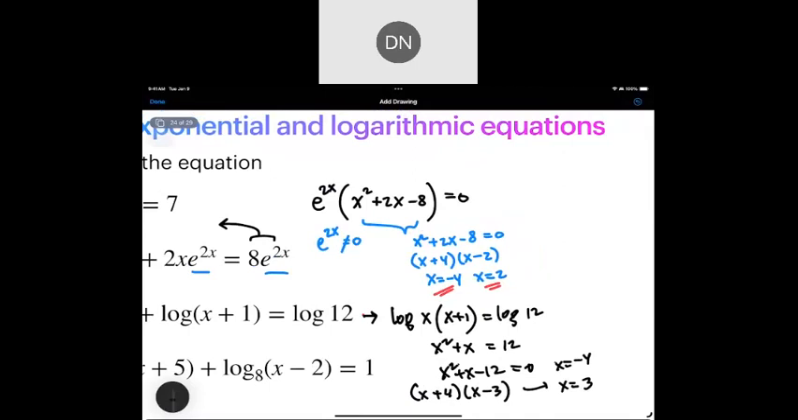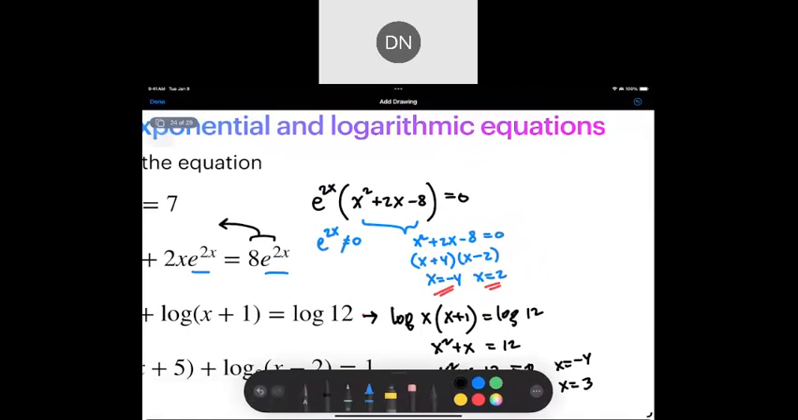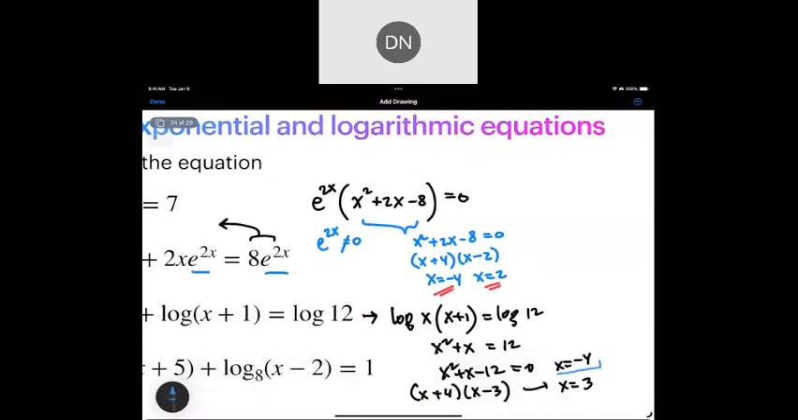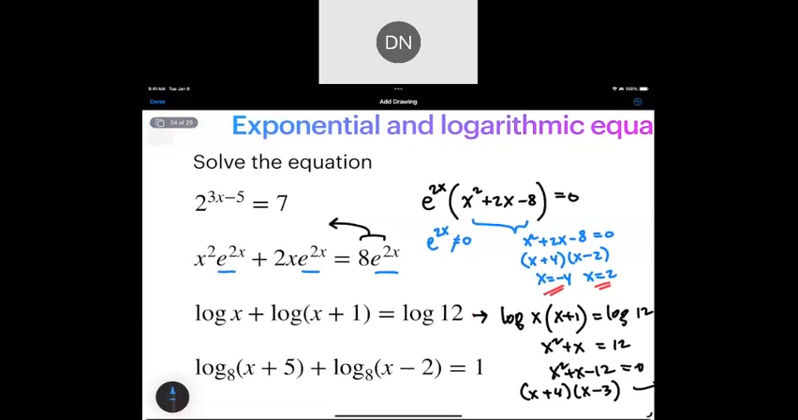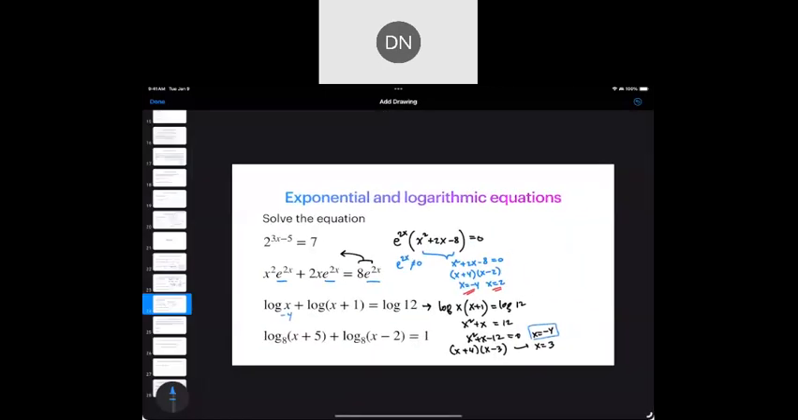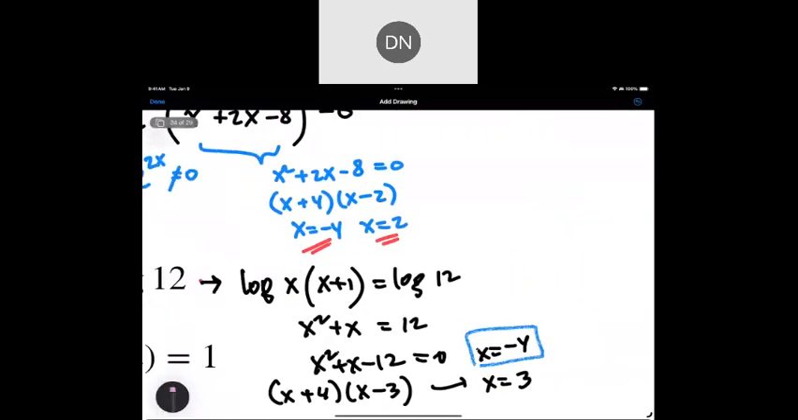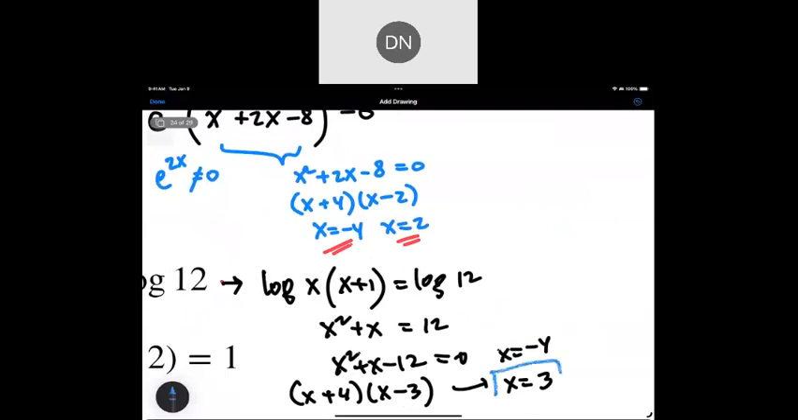Now, if we look at each of these expressions, for example, if we take x equals -4 and check here, log -4 is not possible, right? Because it's not in the domain of log. So the only possible answer is x equals 3. So this is the only answer, okay?